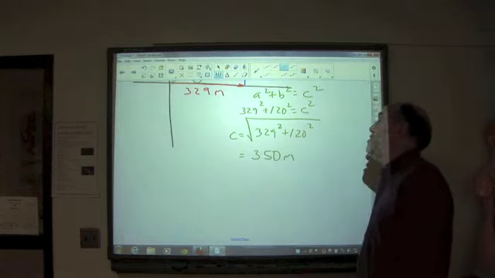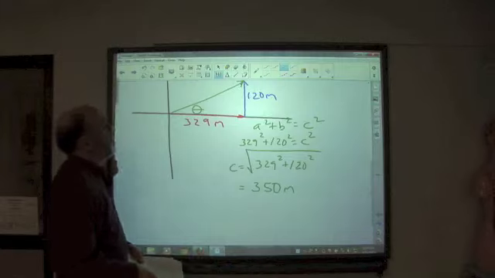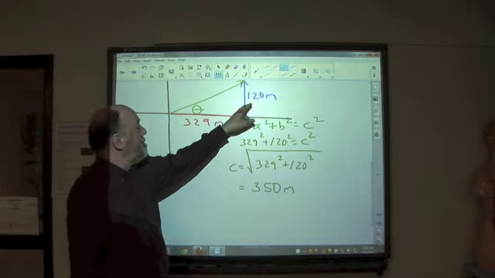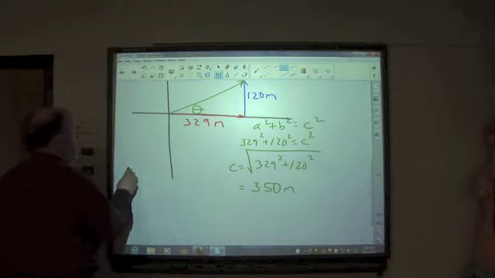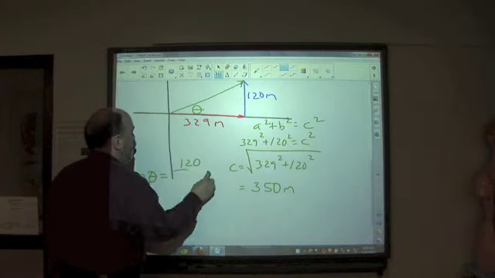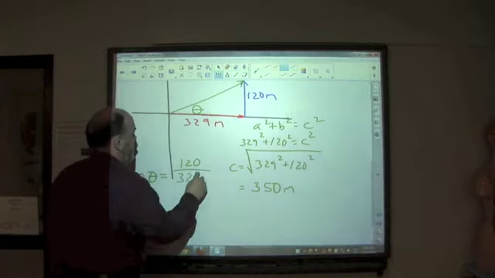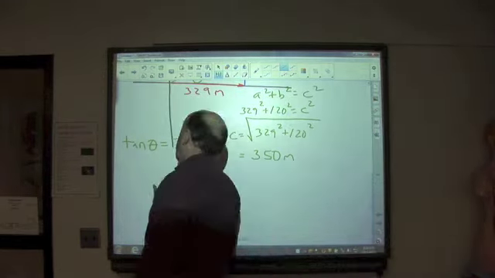Well, now I want to know what is the angle for this. Well, here's my angle. Now, relative to the given information, this is opposite, this is adjacent, which is my tangent function. So we get the tangent of theta is going to equal 120 over 329. Well, I don't want to know what tan theta is. I want to know what theta is equal to. And so we get that theta will be the inverse tangent of 120 over 329.